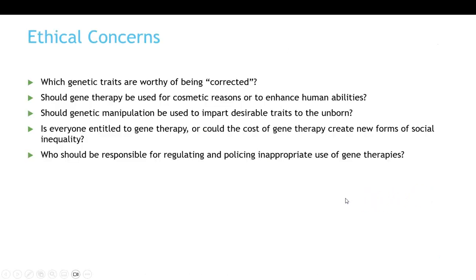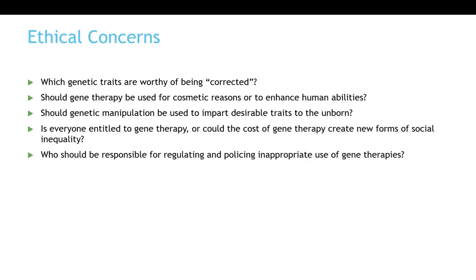So these are some ethical concerns for gene therapy. There are some concerns, for example, which genetic traits are worthy of being corrected. There may be some people who misuse or abuse it. For example, instead of just focusing on genetic diseases, they focus on your eye color, your skin color, your height. Also, should gene therapy be used for cosmetic reasons or to enhance human abilities? Should genetic manipulation be used to impart desirable traits to the unborn?